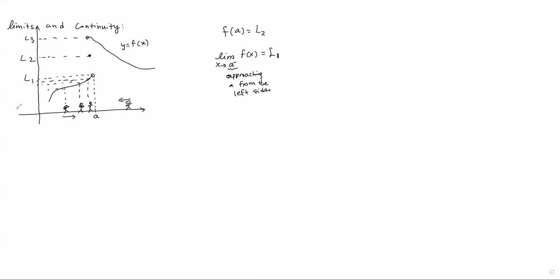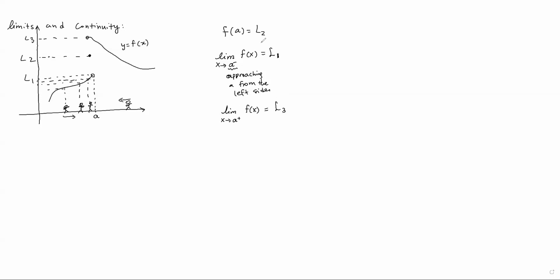Now you will have something very similar to this on the right side. So as you approach A from the right side, as this person on the x-axis gets closer and closer to A from the right side, what are your y values getting closer and closer to? You see that that value is L3. So we say the limit of f of x as x approaches A plus is equal to L3.